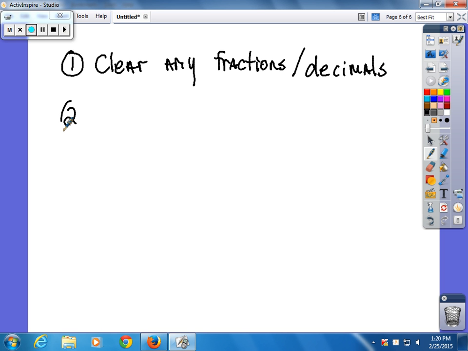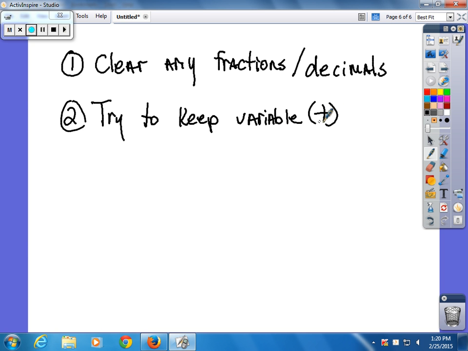Two, try to keep the variable positive. Now there are two or three problems where you can't do it, and I'm going to show you how to do it with a negative variable. That's the only time you will see me deal with a negative variable, when there's no other alternative.